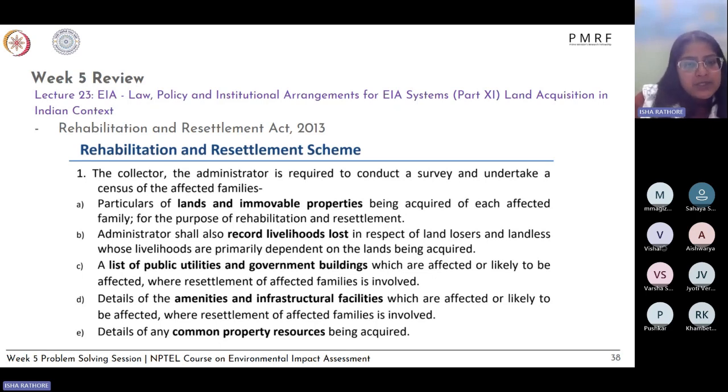They also need to list public utilities and government buildings which are going to be affected or likely to be affected when they are considering the resettlement of the affected families as well. They need to detail out the amenities and infrastructure facilities which are going to be affected, and they need to give details of any common property resources which are being acquired. So your Gram Sabha, or those kinds of common property resources, such as storage facilities, if they are being acquired, they need to list that as well.